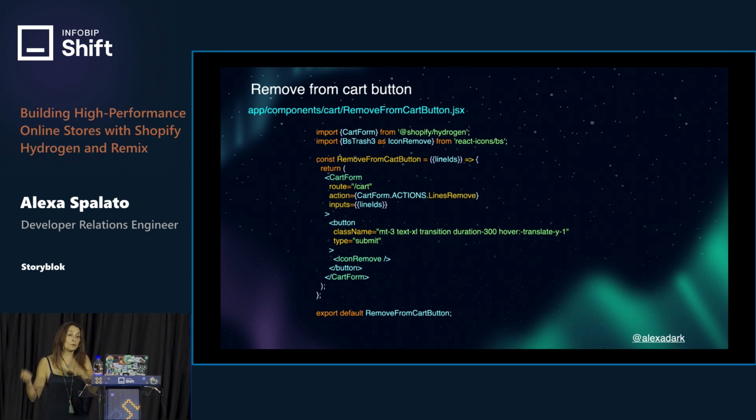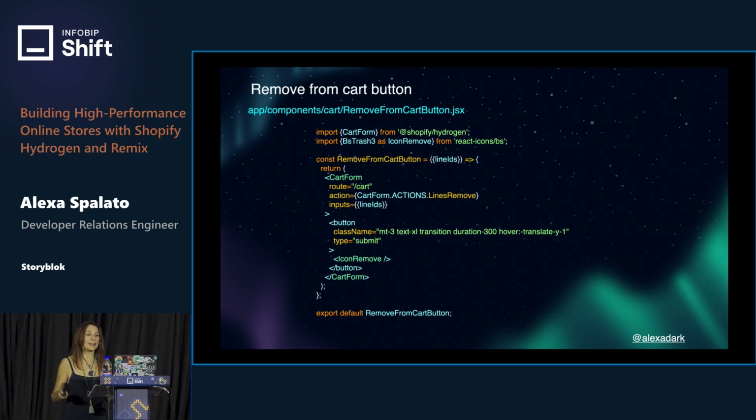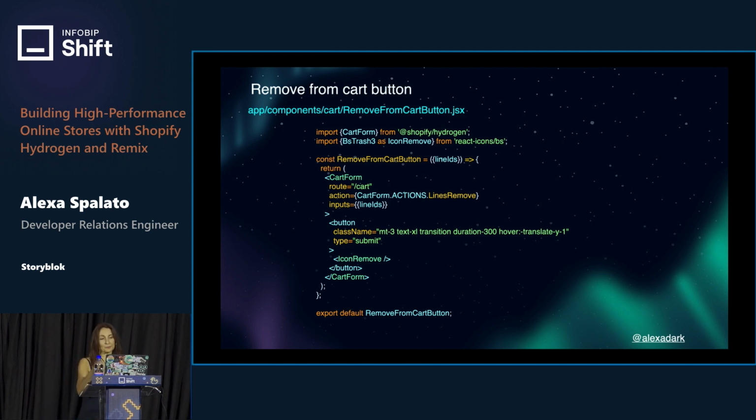Then we need a remove from cart button that works the same. So here the lines are the lines ID prop representing the products we want to remove. And the action is lines remove. And here we add an icon inside our button. And this button will be placed in our cart item so we can remove items from the cart.